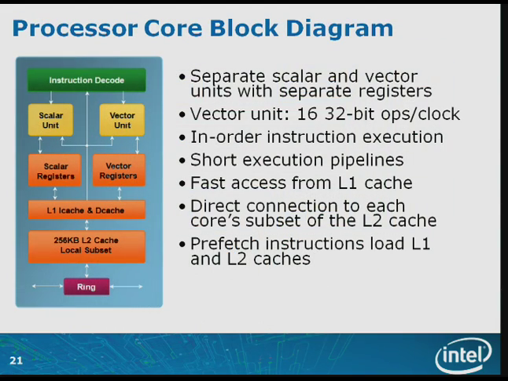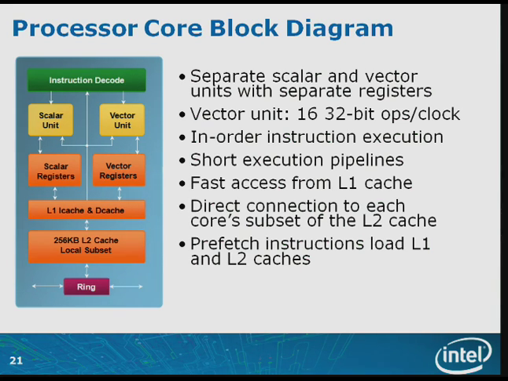The core itself in Larrabee is very interesting. You've got your ring stop. You've got this shared L2 cache and L1 caches. Then you have a branch here as you have scalar registers and vector registers, but then you have a scalar unit and a vector unit. That scalar unit is a full x86, a full Intel architecture instruction set.